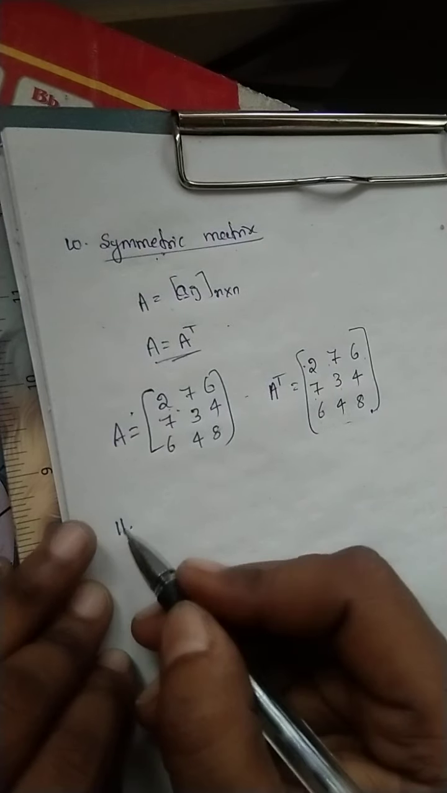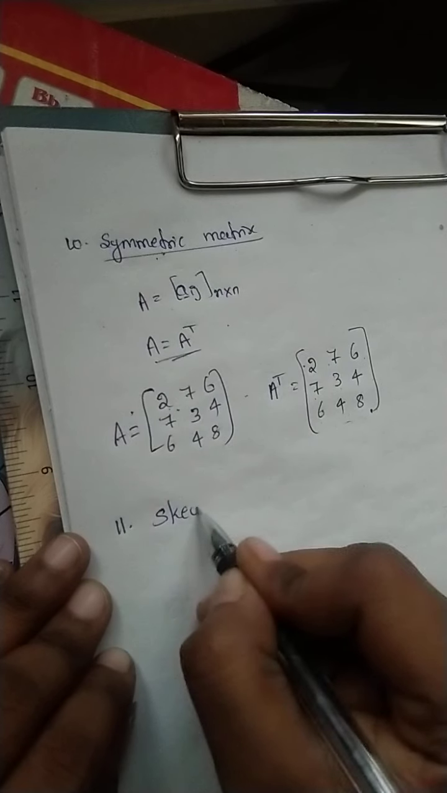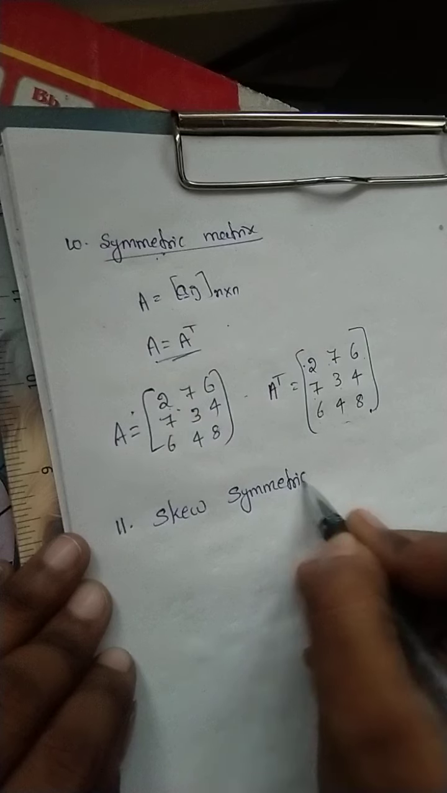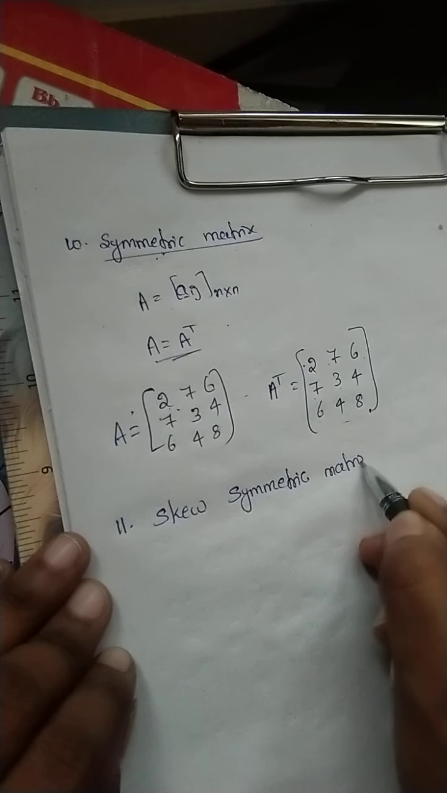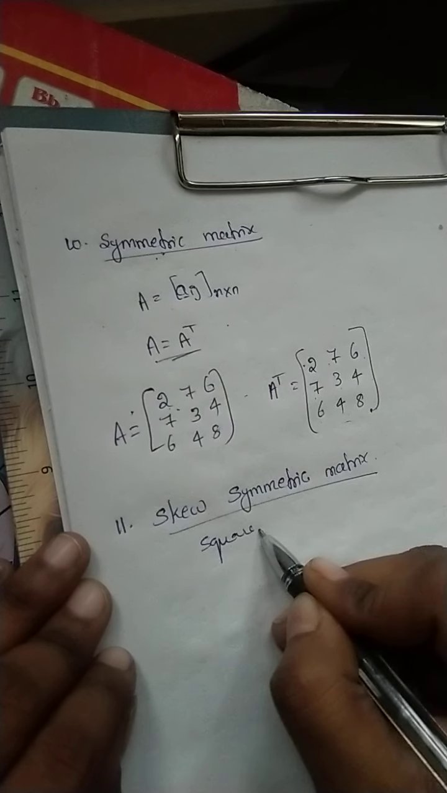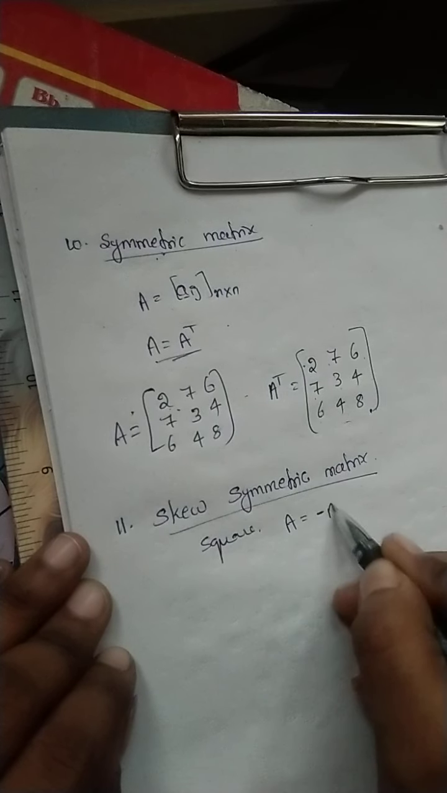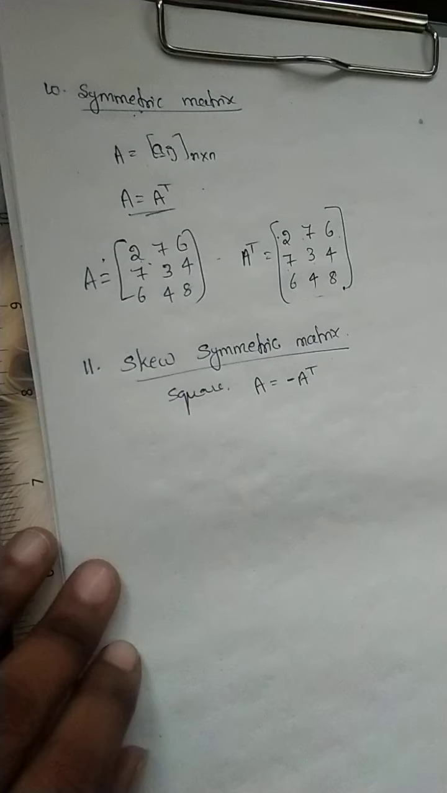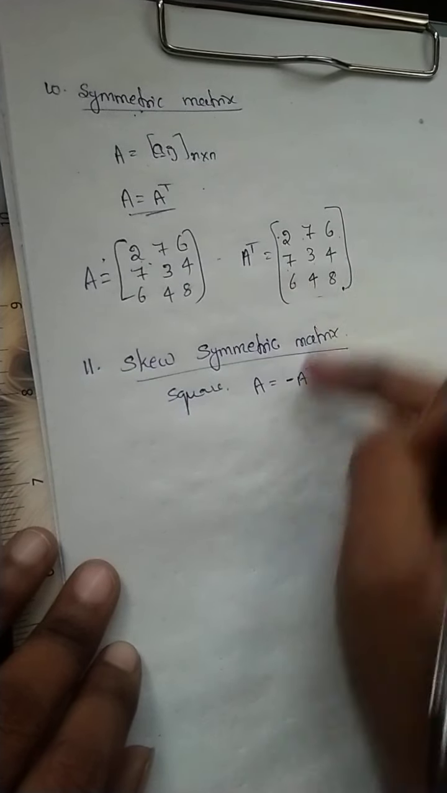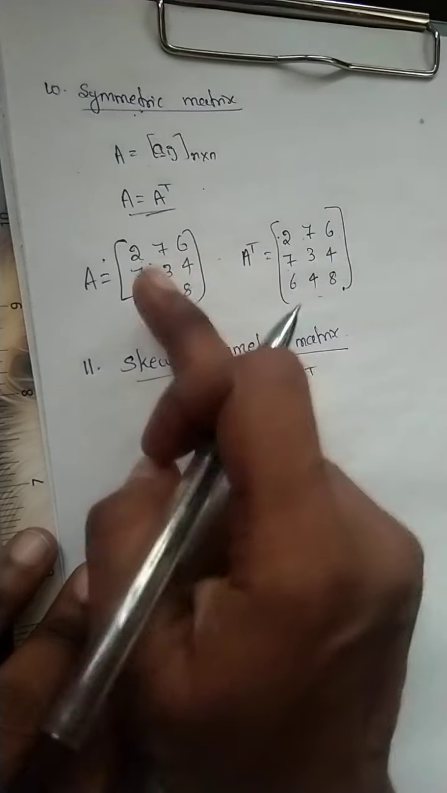Then that type of matrix is said to be a symmetric matrix. Okay, and the last one is the skew symmetric matrix. Again, it also requires a square matrix. A square matrix is said to be skew symmetric if A is equal to negative of A transpose. Okay, A is equal to negative of A transpose. It means if you multiply a negative sign to A transpose, it should lead to A.